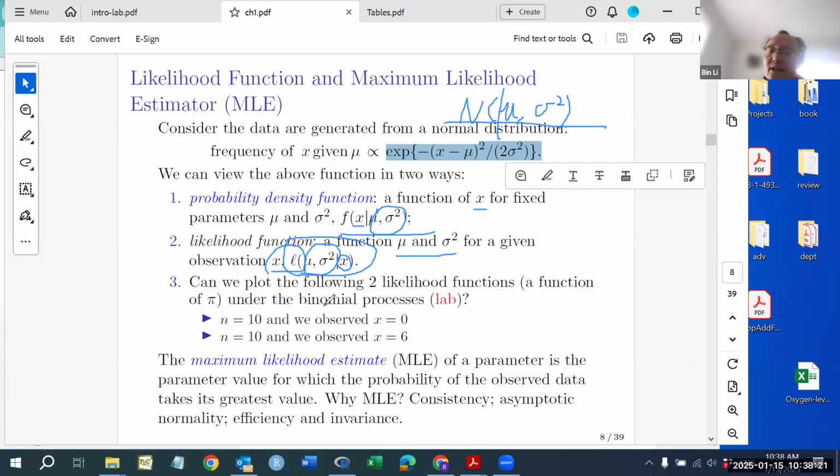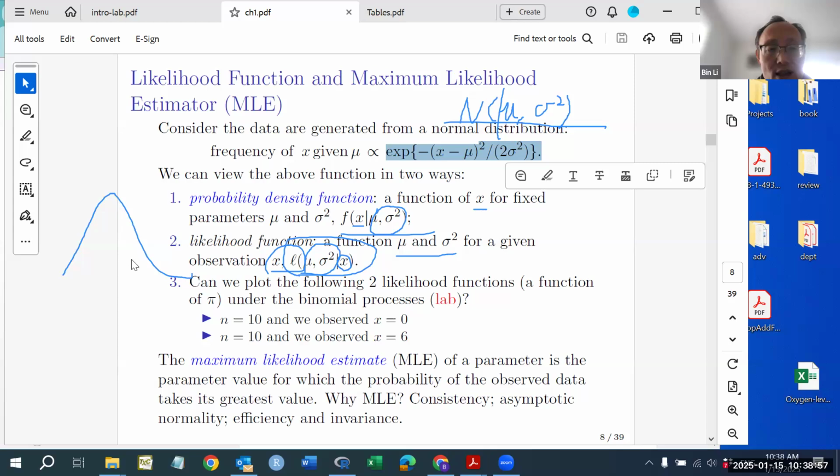The PDF is used to calculate the probability of observing x within a certain range, given the fixed value of the parameters. So that's why the PDF is related to probability. We can use the PDF to find out the probability. How do we use the PDF to find out the probability? You just do the integrations.